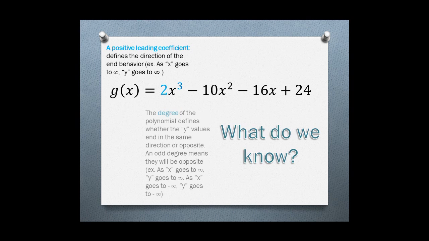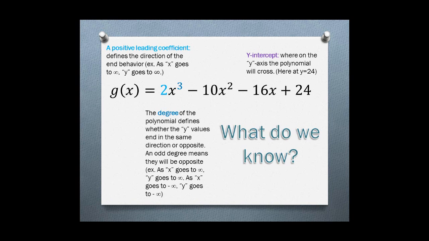We also know the degree of the polynomial, which is, in this case, degree 3. The degree of the polynomial defines whether the y values end in the same direction or opposite directions. In this case, the odd degree 3 means that they will be in opposite directions. So, as x goes to infinity, y goes to infinity. As x goes to negative infinity, y goes to negative infinity.